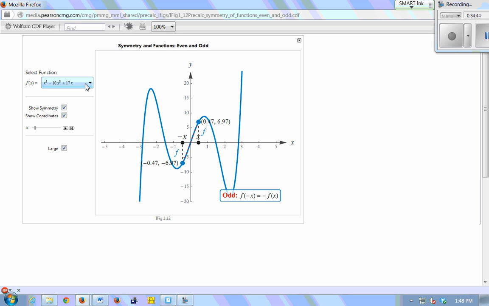This one is not even. Yeah, but it does have a relationship, right? So this is not even because for a positive x and a negative x, the y's aren't the same. But those y's are definitely related.